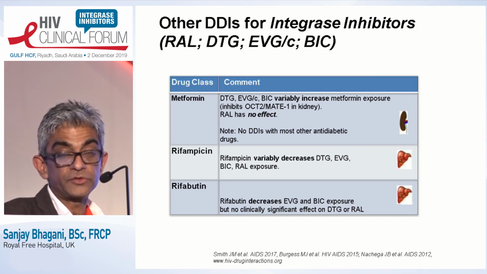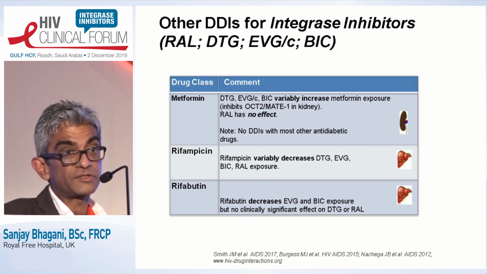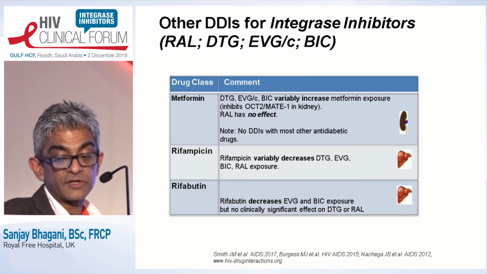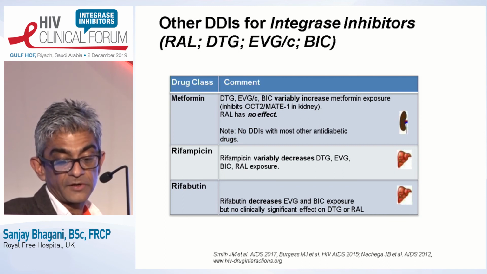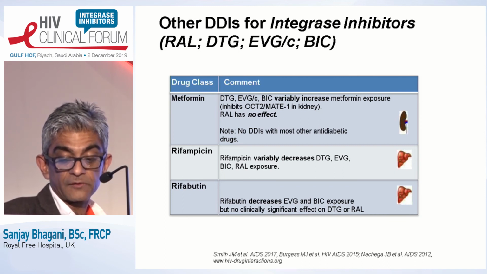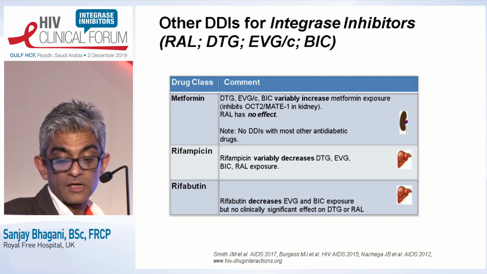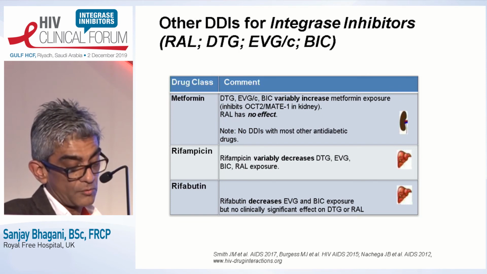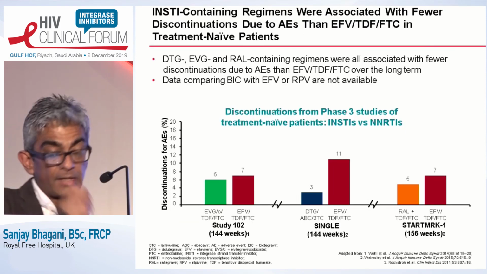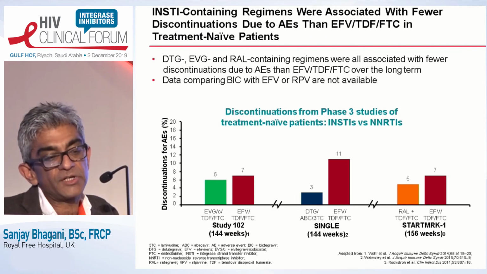So you can do this with dolutegravir, where you double dose with rifampicin, or with raltegravir, where you can overcome this by double dosing, but this may not be possible with elvitegravir and bictegravir. Rifabutin decreases elvitegravir and bictegravir exposures, and so are contraindicated, but no clinically significant effect on dolutegravir or raltegravir. Okay, so coming up towards the end, what about tolerability?